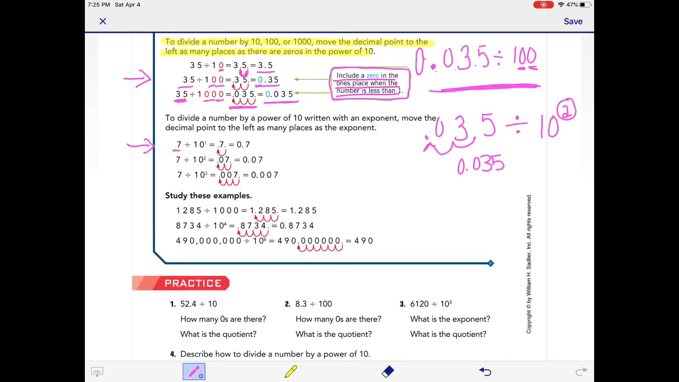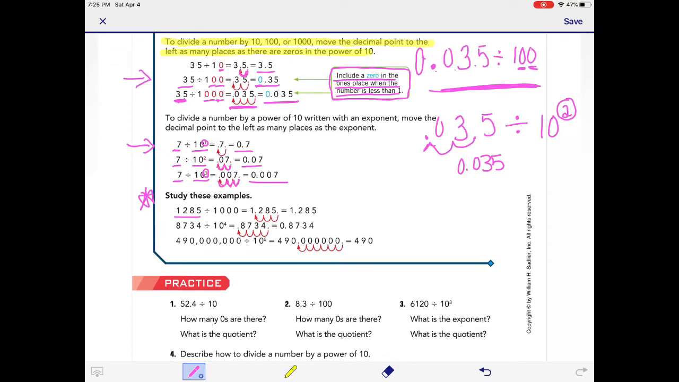Okay, let's look at some examples right here in our lesson. 7 divided by 10 to the first power means you move the decimal point 1 spot to the left, so now it becomes 7/10. That makes sense. It's smaller than the original. 7 divided by 10 to the second power means you move the decimal point over 2 times, 1, 2, and you end up with 7/100. 7 divided by 10 to the third power, you move that decimal point over 1, 2, 3 spots, and now we have 7 thousandths. Okay? Study these examples. Let's go ahead and do that together.